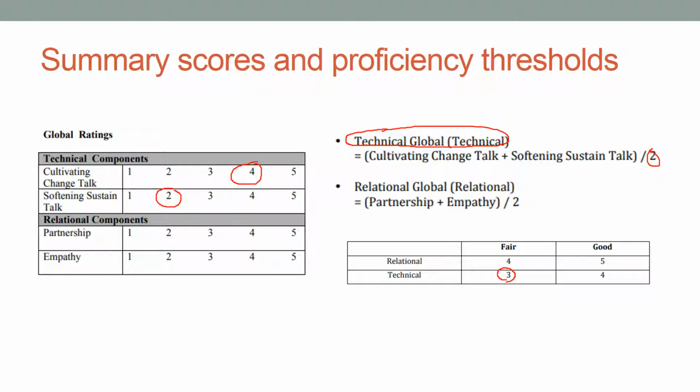You also follow the same process for the relational components, and then you compare across the top of the table, the top row, the relational components. So that's the global scores part of the MITI. The behavior counts then will be explained in another video.